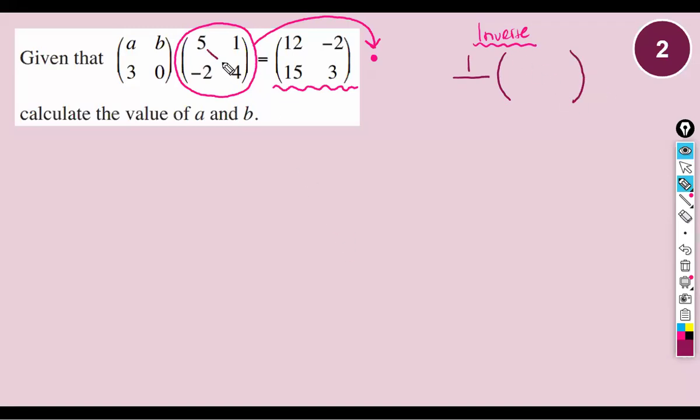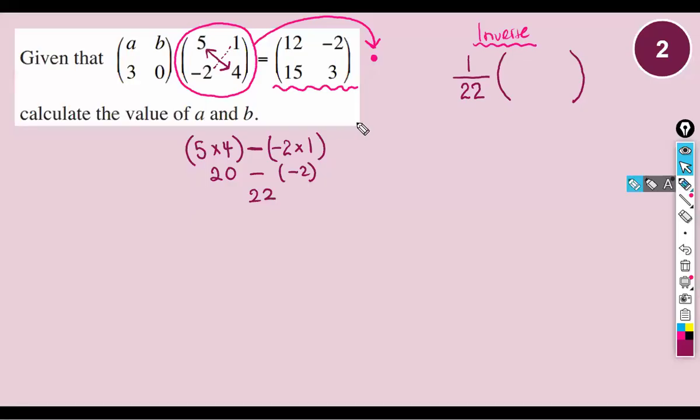To find the determinant of this matrix, you multiply these two values. So just like I showed you last week, 5 multiplied by 4 minus, you must put that minus, and then you multiply the less important diagonal. Minus 2 multiplied by 1. So 5 by 4 is 20, minus 2 by 1 is minus 2. Two minus signs touch to give a positive, so you get 22. The determinant is 22.